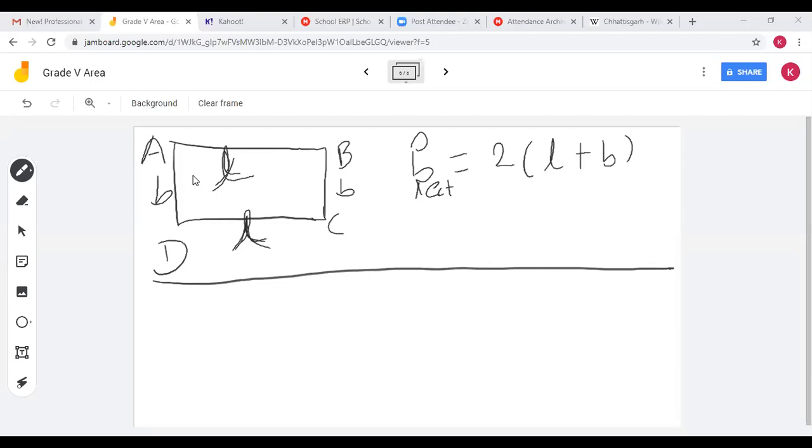Sorry, Anya's question. Anya, you had a question? Yes, Anya, tell me. Sir, what is the meaning of B? What is the meaning of B that you have written with L? Breadth. Okay, sir. L is equal to length and B is equal to breadth.